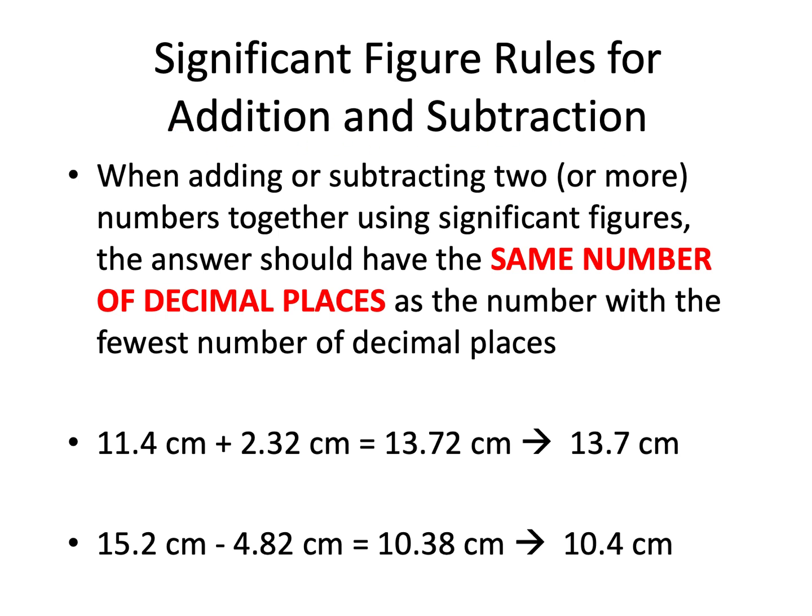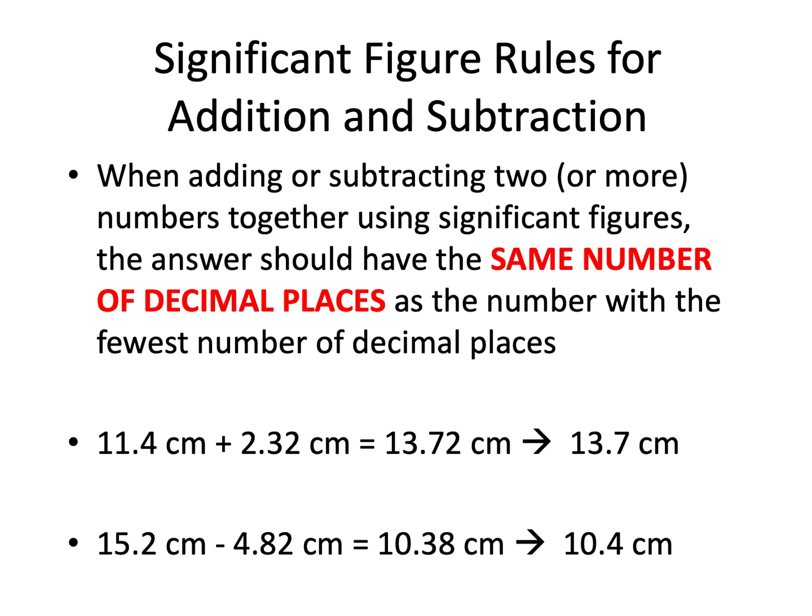So let's look at how we handle significant figures when we are adding or subtracting the results of two measurements together. And so the rule is when adding or subtracting two or more numbers together using significant figures, the answer should have the same number of decimal places as the number with the fewest number of decimal places. That's not the same number of significant figures, it's the same number of decimal places. So addition and subtraction, you keep track of decimal places. That's very important.